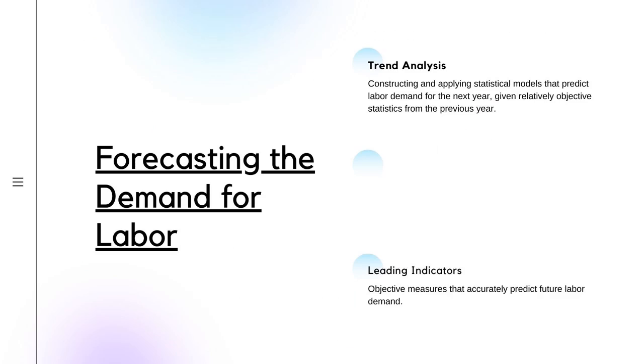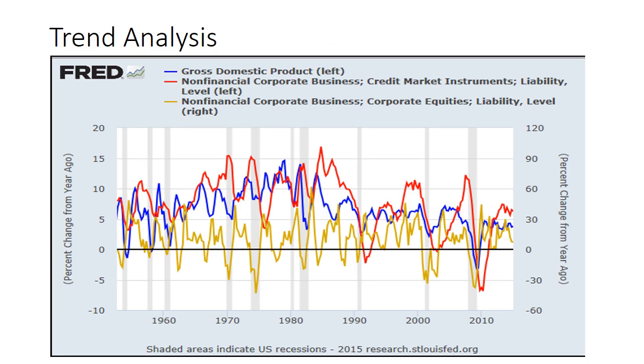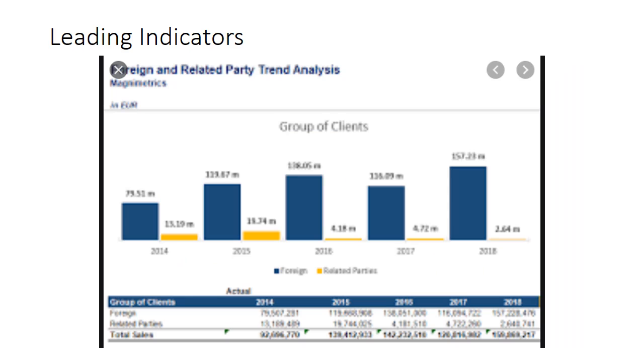Forecasting the demand for labor. This can be done by trend analysis, constructing and applying statistical models that predict labor demands for the next year, given relatively objective statistics from the previous year. Or leading indicators, objective measures that accurately predict future labor demands. Now this slide shows an example of what a trend analysis graph looks like, while this slide shows an example of a leading indicators graph.